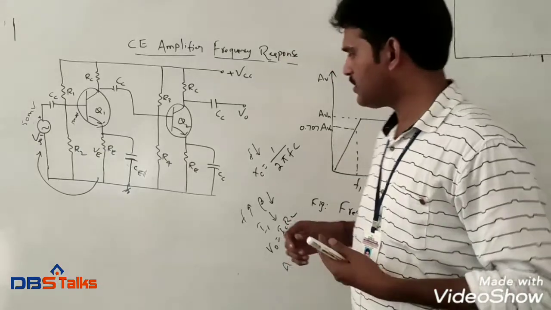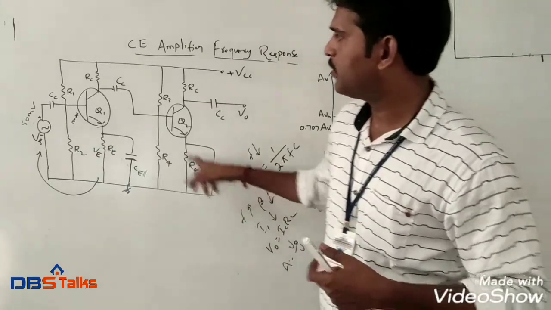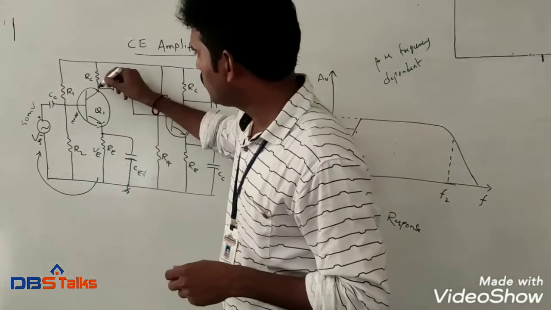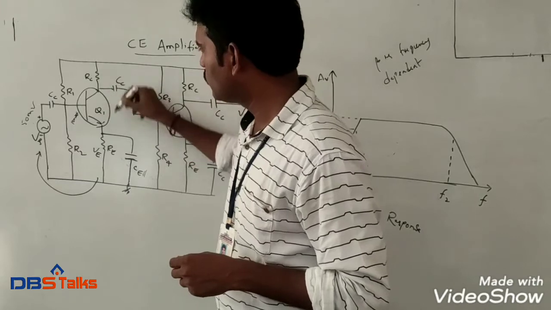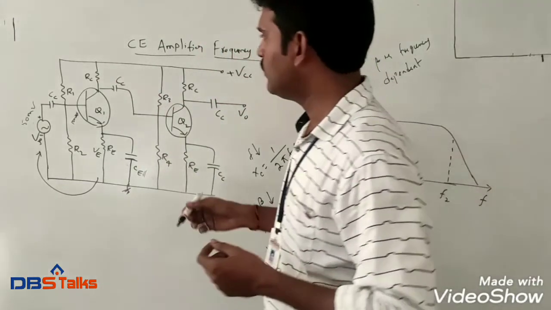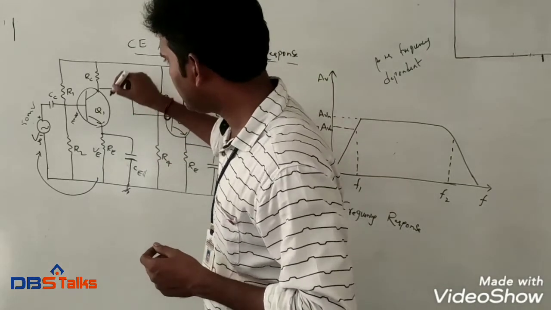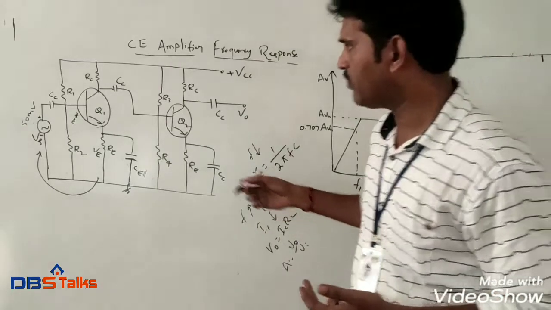So at high frequencies, the gain decreases due to the beta factor. The second one is the capacitance between the two electrodes. So it is one electrode, it is another electrode. Between the two electrodes, we have capacitance, right? Due to this inter-electrode capacitance, the gain also decreases at high frequencies.